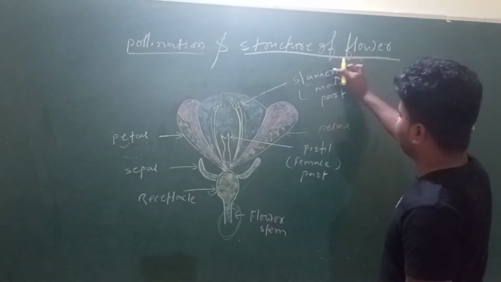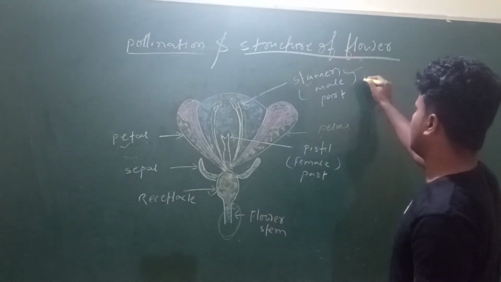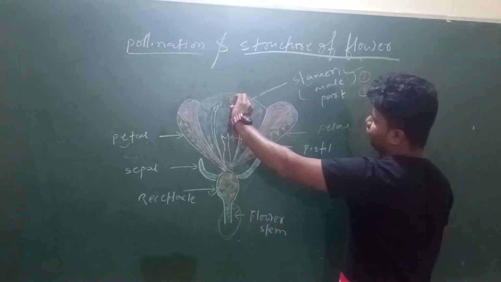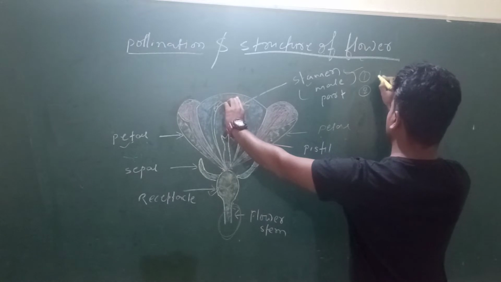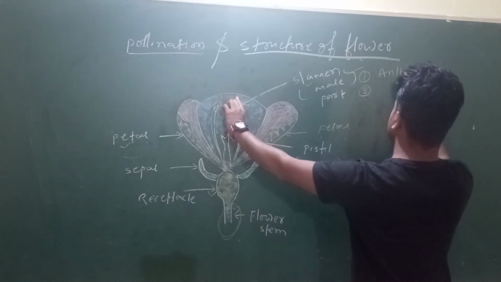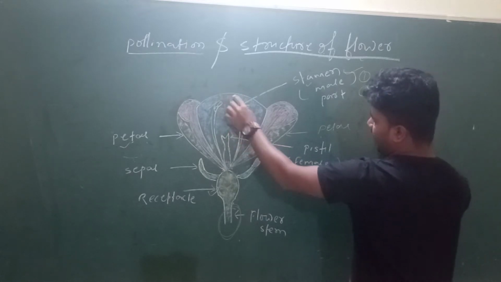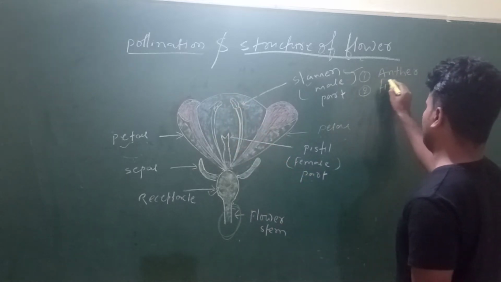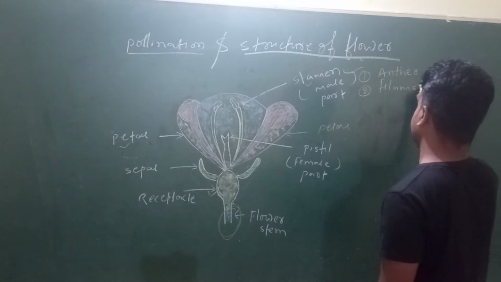The male part, stamen, also has two parts. The first part of the stamen is known as the anther. The name of this part is anther, and below the anther, this part is the filament.